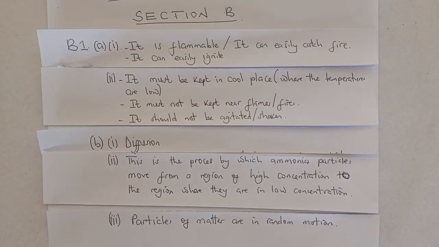Particles of matter are in random motion, and that is why once the container of ammonia is opened, you find that the particles, because they are in random motion, spread throughout the room where they are. So this is the first question in section B of the 2024 Science Paper 2 past paper.